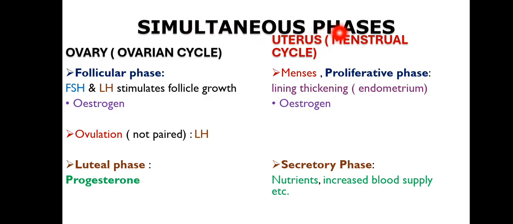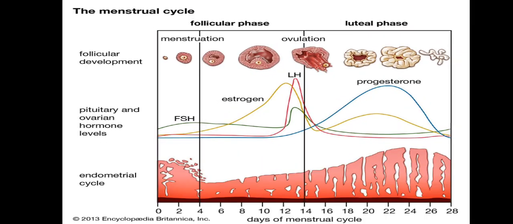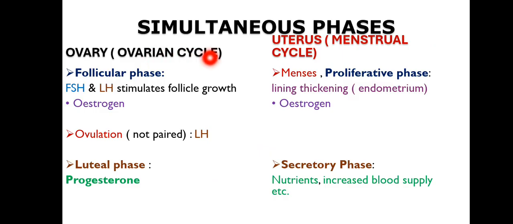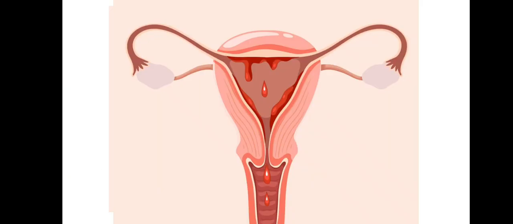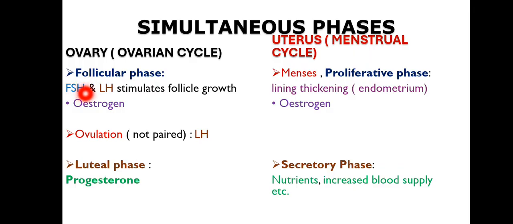So, simultaneous phases. I've already explained this concept. Just take note that there are phases which are taking place at the same time. In the ovary, there is what we call the ovarian cycle. In the uterus, there is what we call the menstrual cycle. So which phases are taking place at the same time? The follicular phase is taking place together with the menstruation phase, when the menses are taking place. But the difference is that the follicular phase is going to take about 14 days. Menstruation is going to take only about 5 days. Ovulation only takes place on its own. The luteal phase, in which progesterone is produced by the corpus luteum, is taking place together with what we call the secretory phase in the uterine lining.